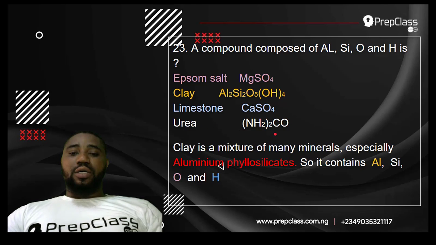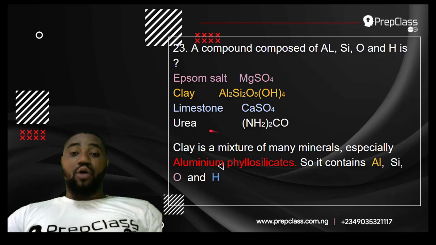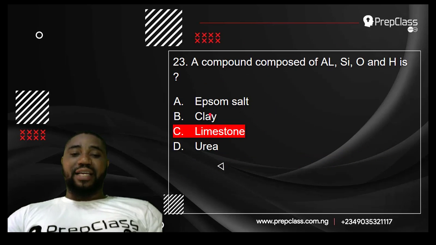Urea, this is the formula for urea: NH2 in bracket 2, CO. So because of that, urea contains nitrogen, hydrogen, carbon, and oxygen. So you see here that the best answer, of course, is clay, because out of all these compounds, it's only clay that contains aluminium, silicon, oxygen, and hydrogen. So your answer is clay.